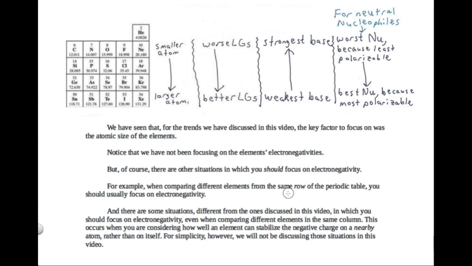But you should be able to find a discussion of how to use electronegativity to compare elements from the same row in your textbook. Now, for completeness, I should also mention that there are some situations, different from the ones discussed in this video, in which you should focus on electronegativity even when you're comparing elements in the same column. That occurs when you're considering how well an element can stabilize the negative charge on a nearby atom rather than on itself. But for the sake of simplicity, I'm not going to go into further detail about that type of situation in this video.